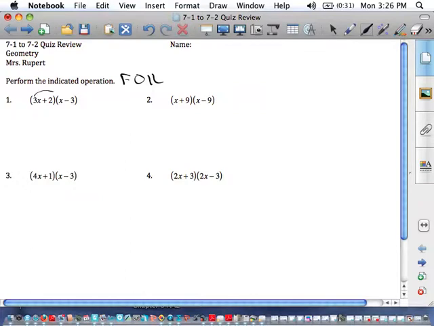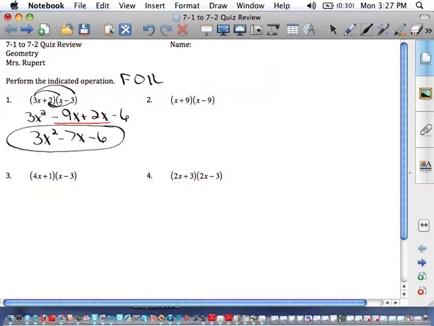these binomials. First, so I have 3x times x gives me 3x squared. 3x times negative 3 gives me minus 9x. 2 times x gives me plus 2x. And 2 times negative 3 gives me minus 6. I'm going to combine like terms. Remember, if you use FOIL, they'll be the two center terms. So 3x squared minus 7x minus 6. That's your answer. Next one, again, first, x times x gives me x squared.